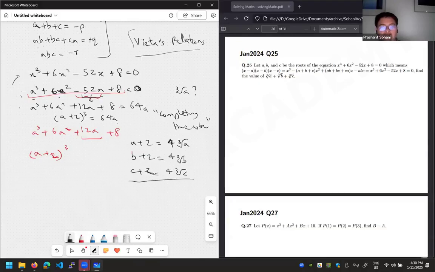And if I add them, the sum which I am interested in is equal to a plus b plus c plus 6. And out of this, a plus b plus c I already know, right? Because if I compare the coefficients, we are seeing minus (a plus b plus c) is equal to 6. So therefore, a plus b plus c is actually minus 6. So therefore, this term is simply minus 6 plus 6, which is 0. And so the answer which I'm looking for is actually just 0.